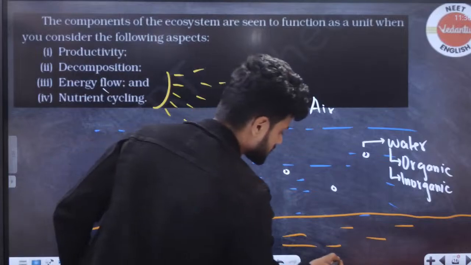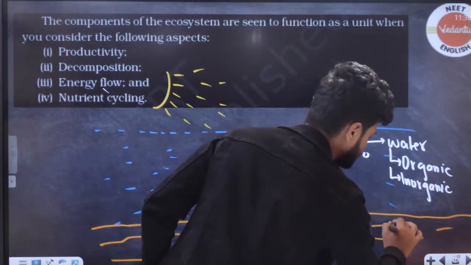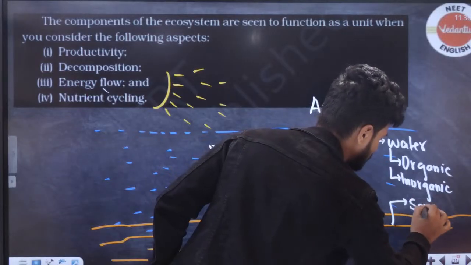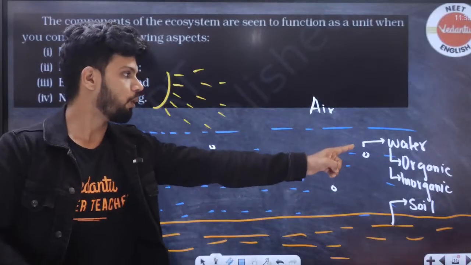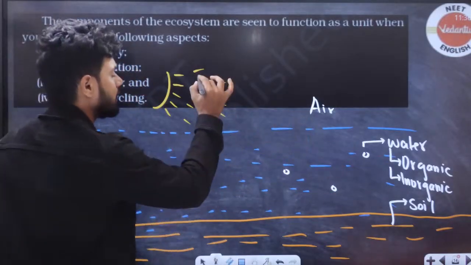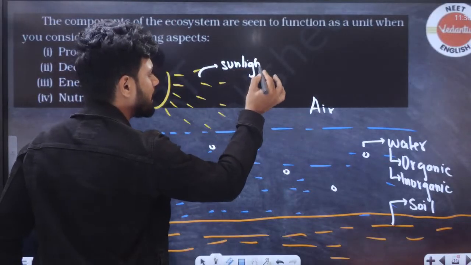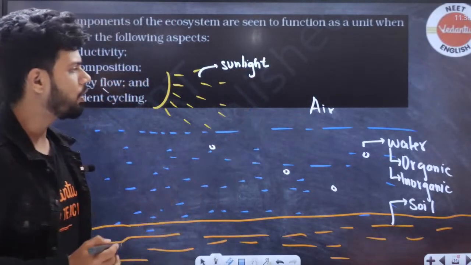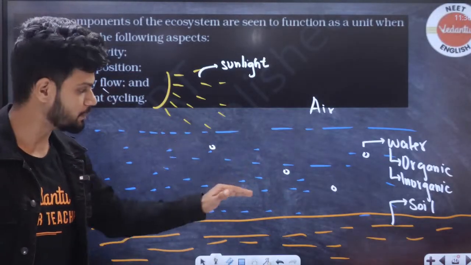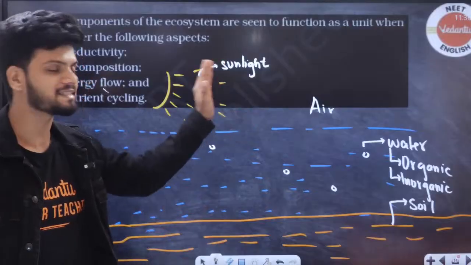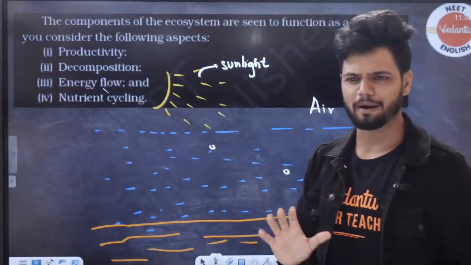This is a layer of soil right here. Okay, let's make it as soil. This is your soil. Now students, tell me, the soil, water, air and sunlight, do all of these factors belong to abiotic or biotic? Tell me. All of these factors right here are your abiotic factors. It could be soil, water, air and sunlight. All of them are basically your abiotic factors. Okay, they are abiotic factors.